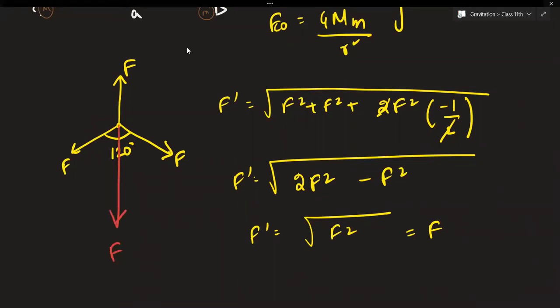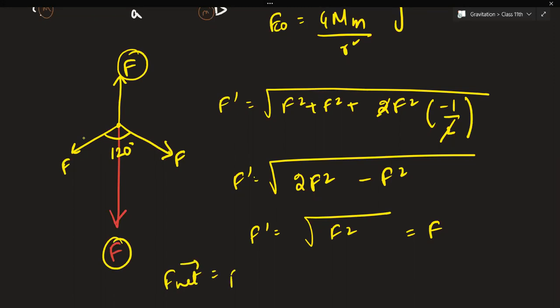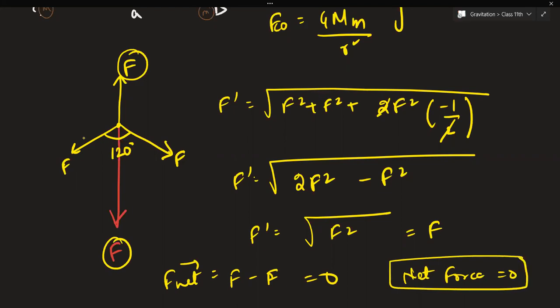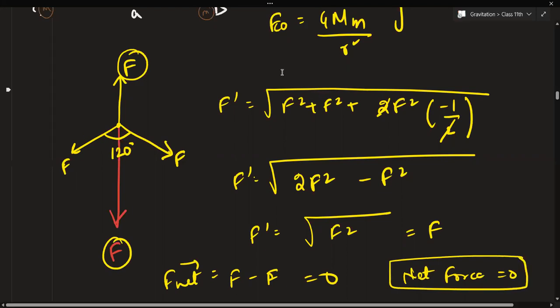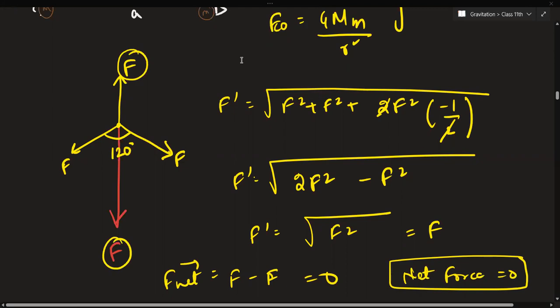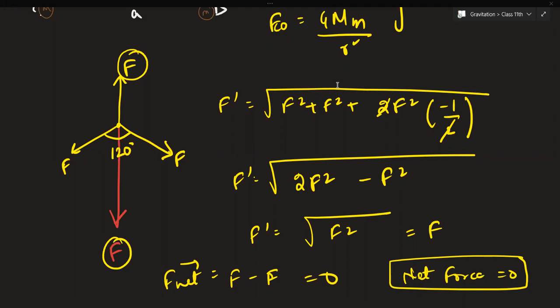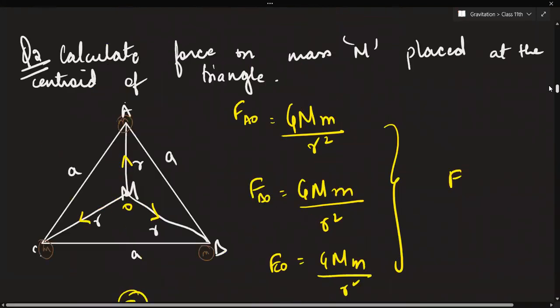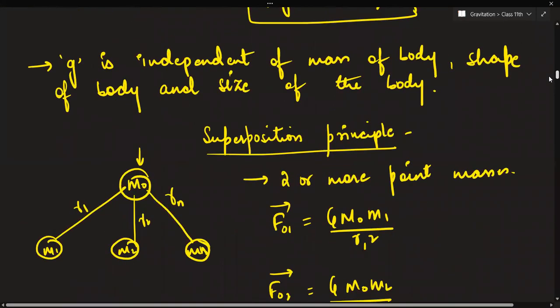Now see, both these forces are in opposite direction, this force and this force. So F net will be F minus F, which is equal to 0. So net force is 0 for this particular question. Clear? How did we solve this? This page is clear to all of you? Yes, miss. Okay. So this was the superposition principle. Fine, note down the principle as well.